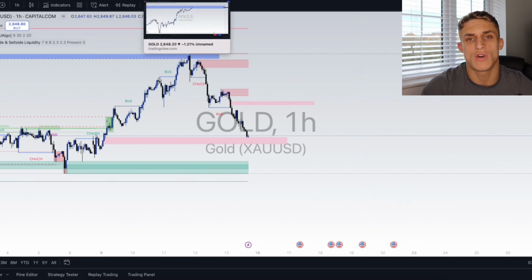One thing that I'll try and reiterate to everyone in the group is that we need to stack confluences. We don't just want one thing telling us the market's going to move one way, we want as many things as possible so that we get the highest probability trade.